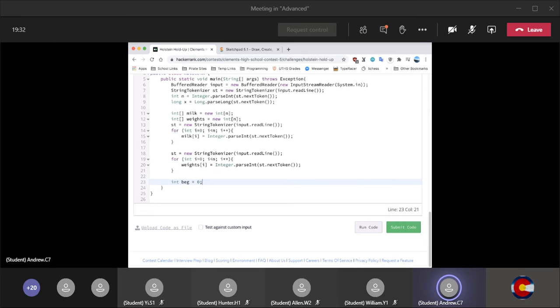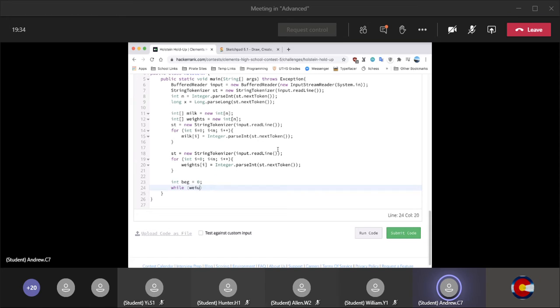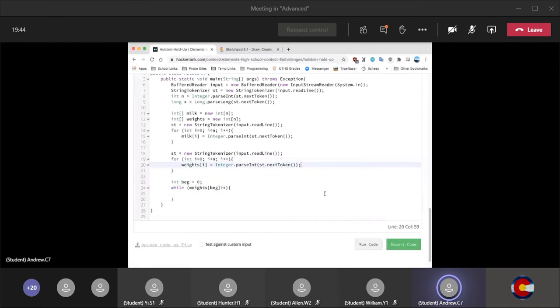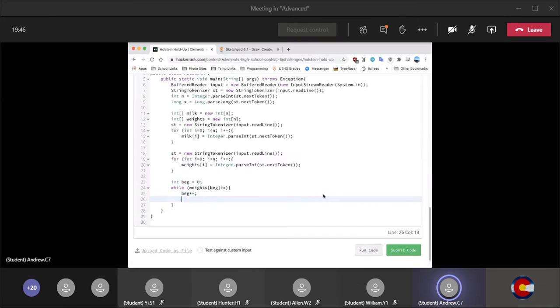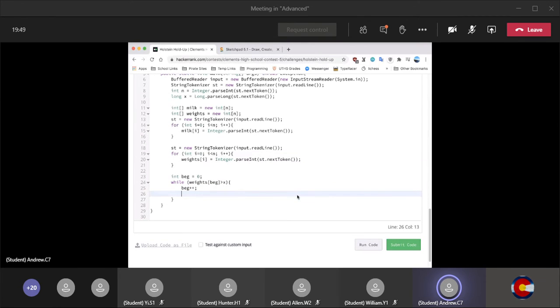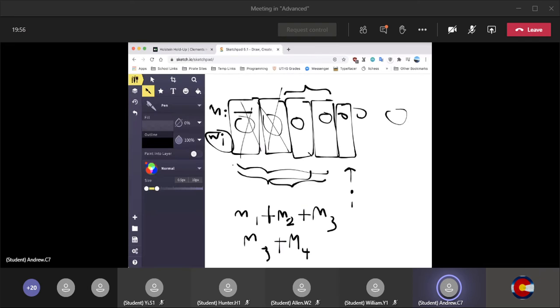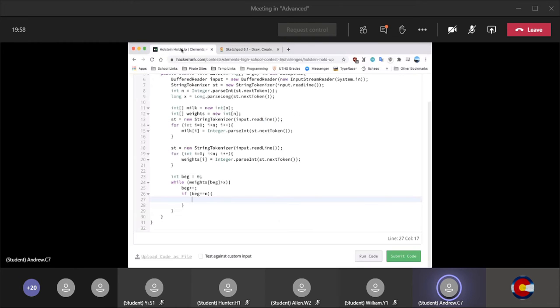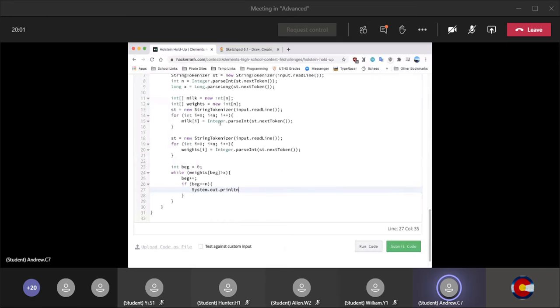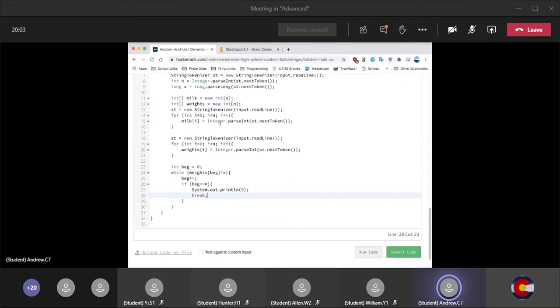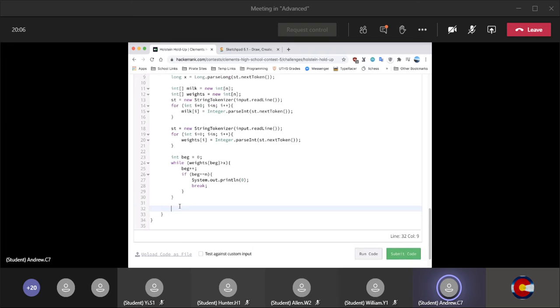So while weights of beginning is greater than X, we do beginning plus plus. However, if beginning is equal to N, this means that we can't pick up any of the cows, which kind of sucks, because then the answer would just be 0. It would just be 0 if we can't pick up any cow.